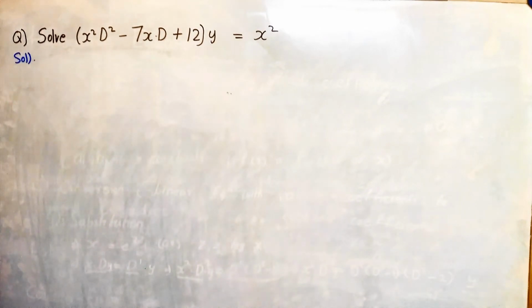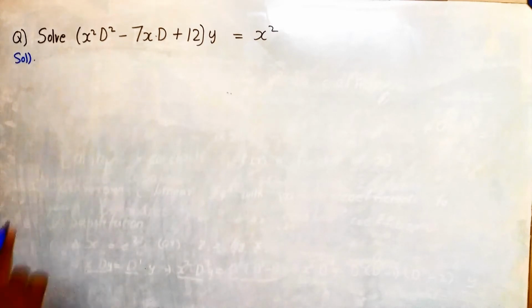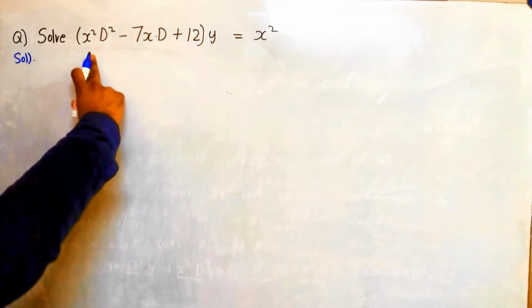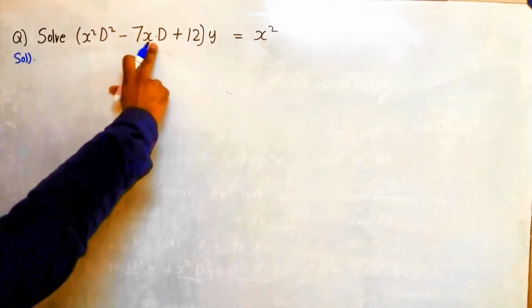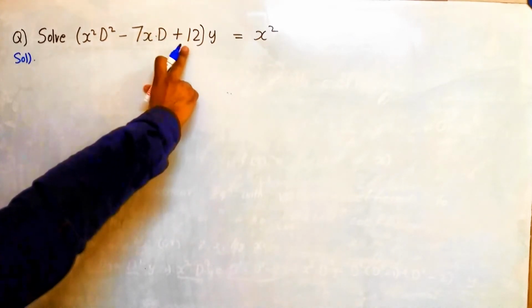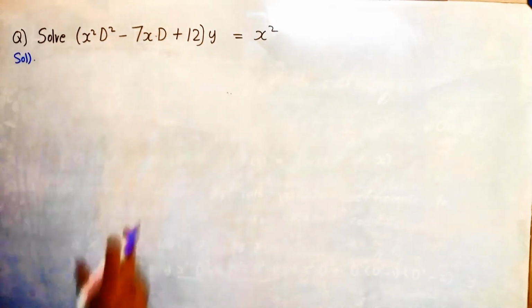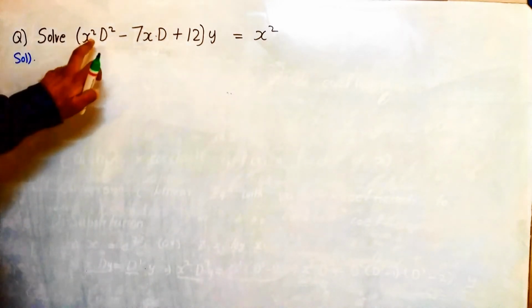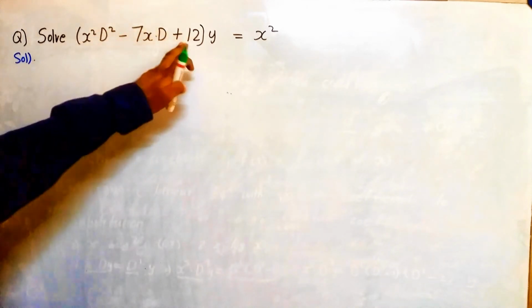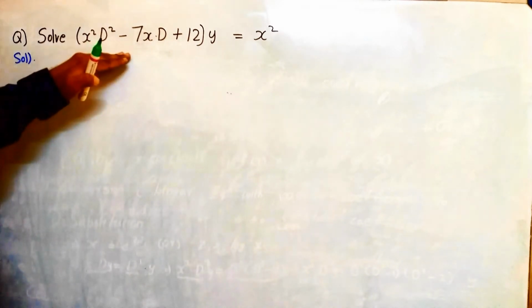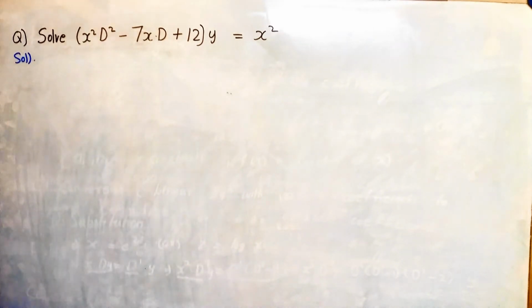Here we have the question: solve x square D square minus 7x D plus 12 into y equal to x square. When seeing the question, you can understand this is Euler's type by seeing the powers mainly. It is in the format of x^n D^n y with coefficients. Here we have power 2 reduced to power 1 reduced to power 0. So clearly this is a question from Euler's type. So let me solve this equation.